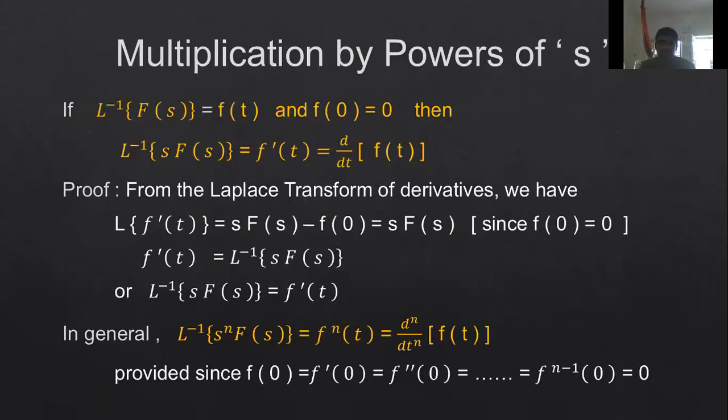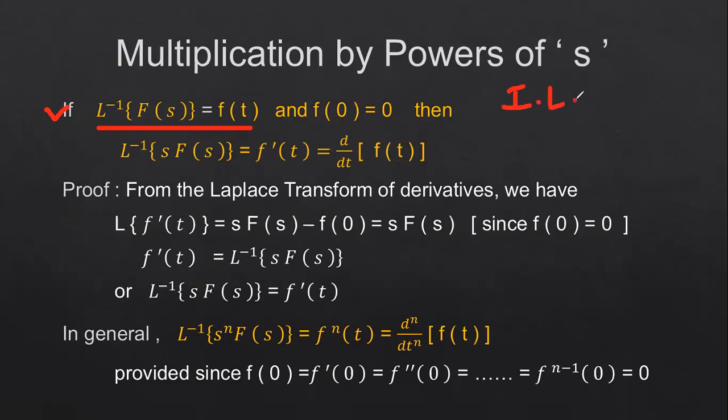First I will give the theorem statement or definition of multiplication by powers of S, and then we will go into the problems on this multiplication by S method. In this method, if Laplace inverse of F of s is equal to f of t, shortly denoted as ILT, here we are converting from S domain to T domain. That's why we take Laplace inverse of F of s equal to f of t, and f of 0 is equal to 0. That is nothing but initial conditions.